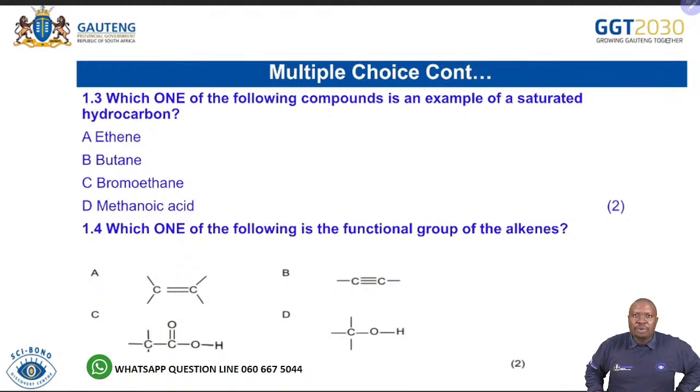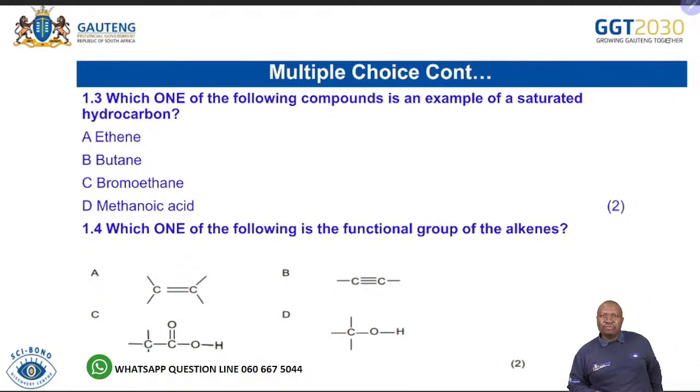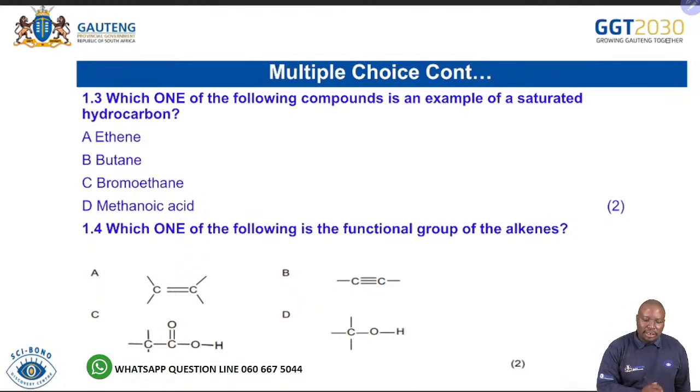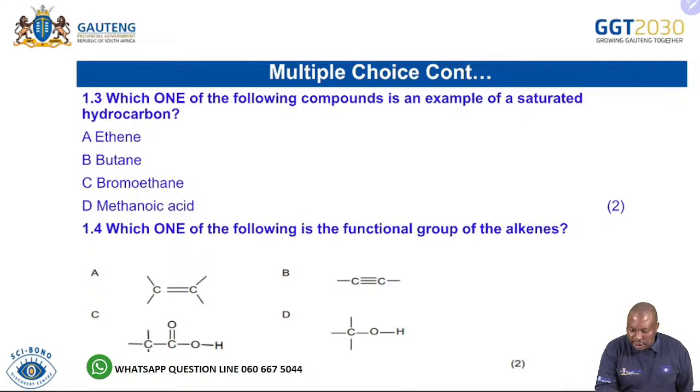Welcome back. I hope you were able to drink water and then we can move on with our lesson. Now let's look at question 1.3. Still multiple choice. It's saying which one of the following compounds is an example of saturated. Remember what we said. Saturated, look at the S there. It stands for single covalent bond between carbon atoms. Don't forget, unsaturated means now we no longer have single, we have double or triple bond between carbon atoms.